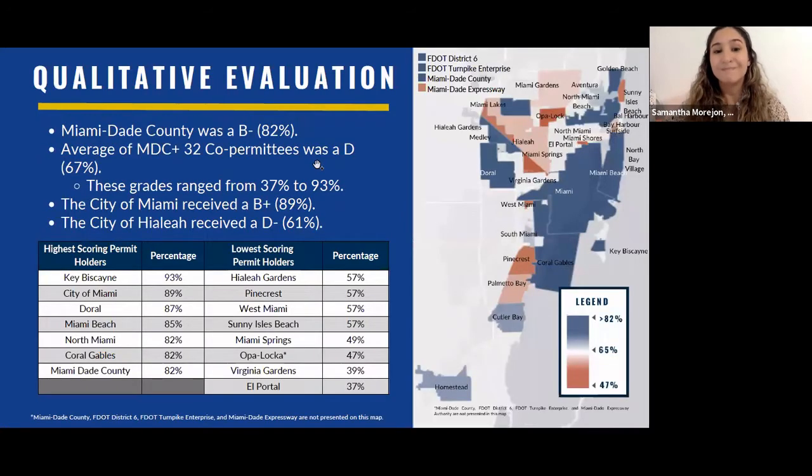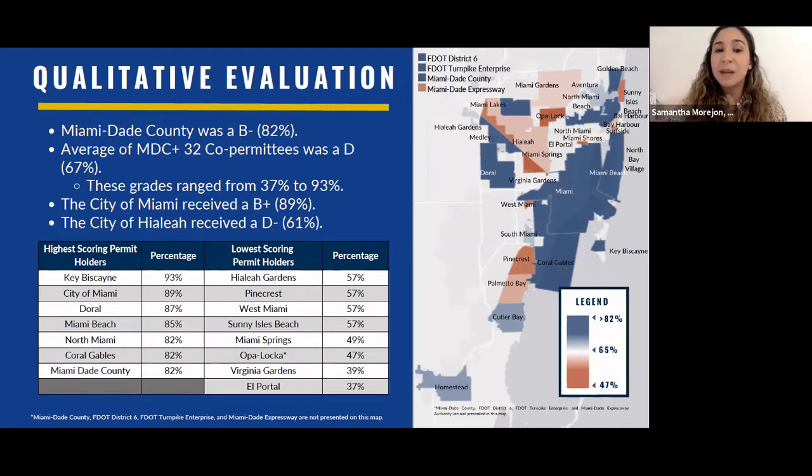Wow. Definitely. And then on the qualitative rubric, where we're looking at the spirit of the permit, going above and beyond, doing more than the bare minimum, we noticed that permittees received a lower grade, showing that although they were complying with the letter of the permit, they're not following through with its spirit.